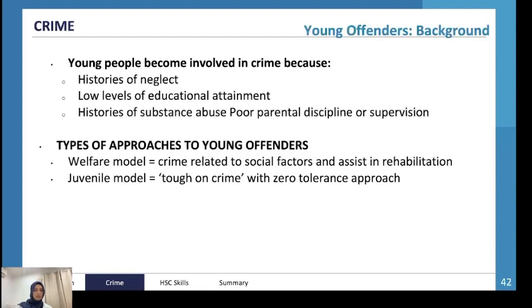Types of approaches to young offenders. There are two types of models that we look at, and one more specifically that we look at. So the welfare model, which is crime relating to social factors and assists in rehabilitation, and the juvenile justice model, tough on crime with a no tolerance approach.